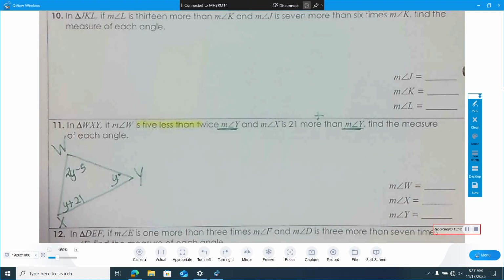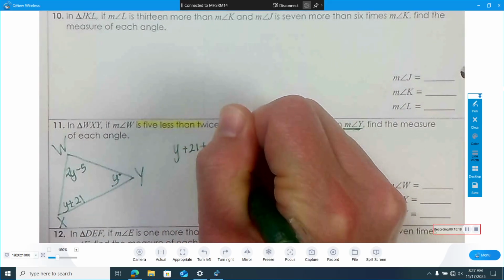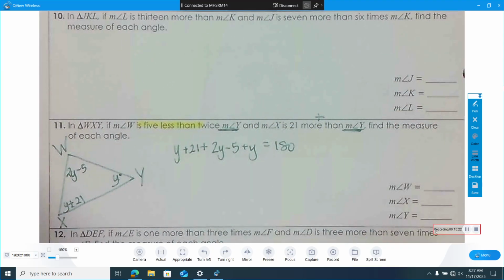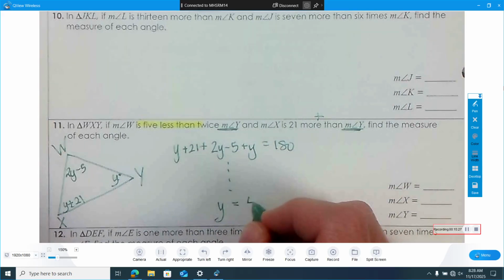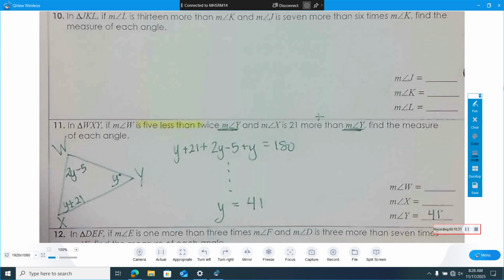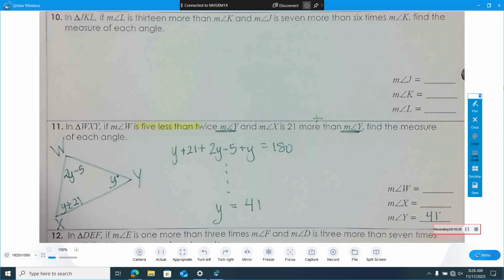Find the measure of each angle. So once again, 3 interior angles. You can add them up. So y plus 21 plus 2y minus 5 plus y all equals 180. And then, of course, we're going to solve for y, which would yield 41 degrees. So y is 41 degrees, and we can plug back in to get the other two angles.